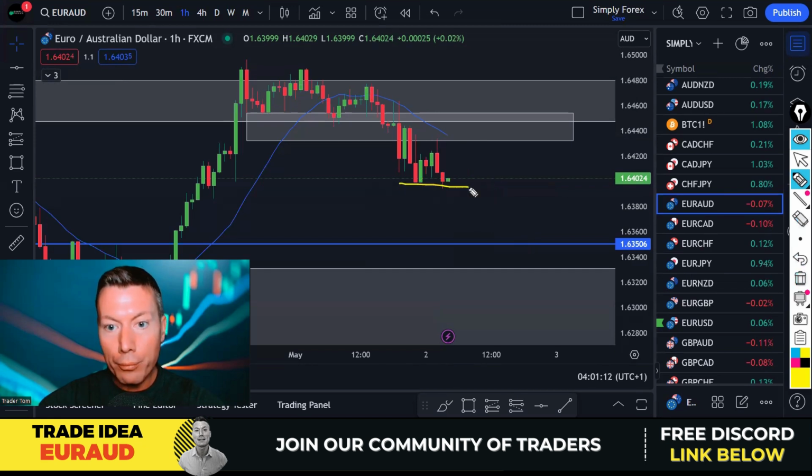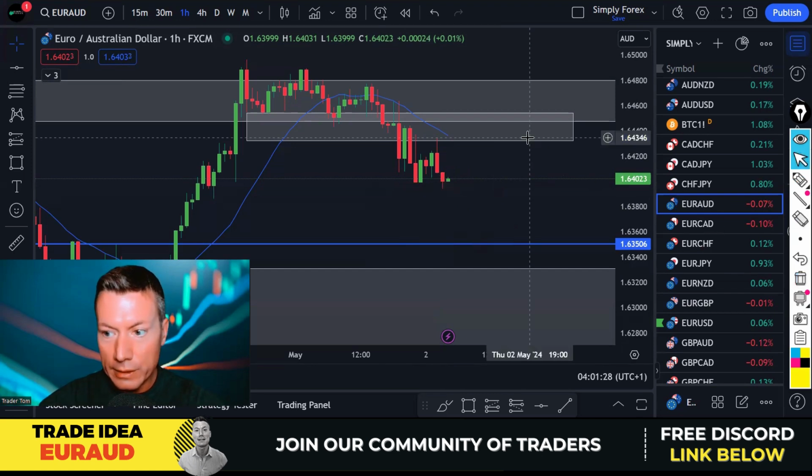Or we get a break of these lows. Let's say we get a bearish candle come through here like this. We start selling here, put our stop above here, and just about get 1:1 and sell it here as well. So we're just going to follow that H1 trend. Okay, so Euro Aussie dollar sells.